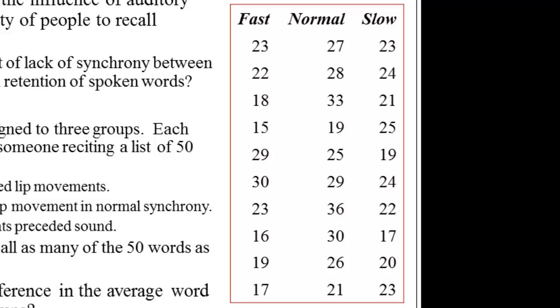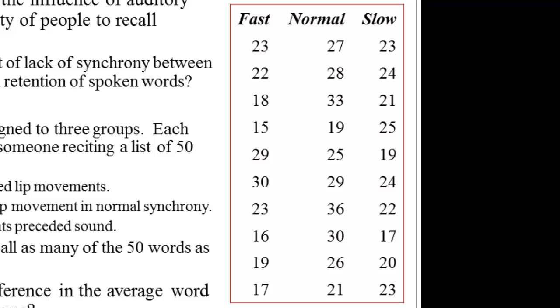Here's what the data look like. 3 groups, fast, normal, and slow. 10 students in each group. Student number 1 in the fast group remembered 23 of the 50 words. Student number 2 in the fast group remembered 22 of those words, all the way down to student number 10 in the fast group, who remembered 17 words.